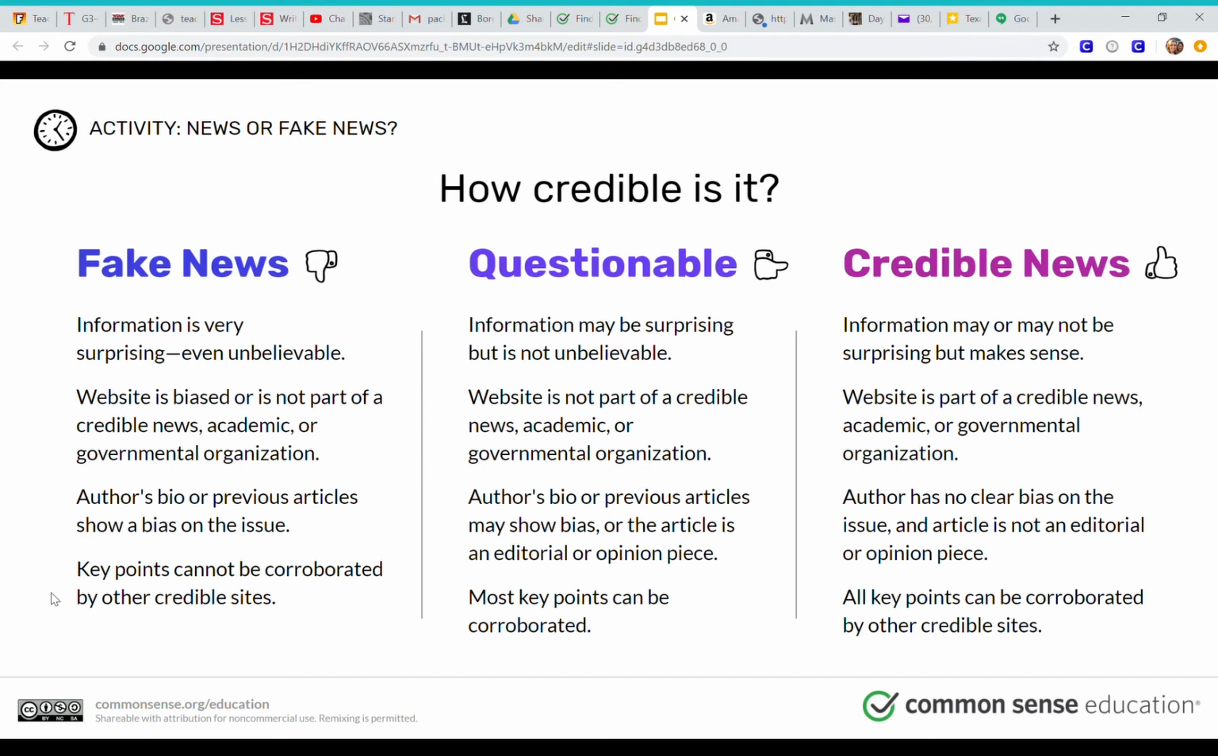Okay? And key points cannot be corroborated by other credible sites. Okay? So if we take 2 or 3 things that the article claims and we look them up on other really good credible sites that we already trust and nothing shows up, once again, probably not a good, reliable news source. Okay? So if it meets any of those criteria, then that probably means that it's fake news. All right, so questionable news.